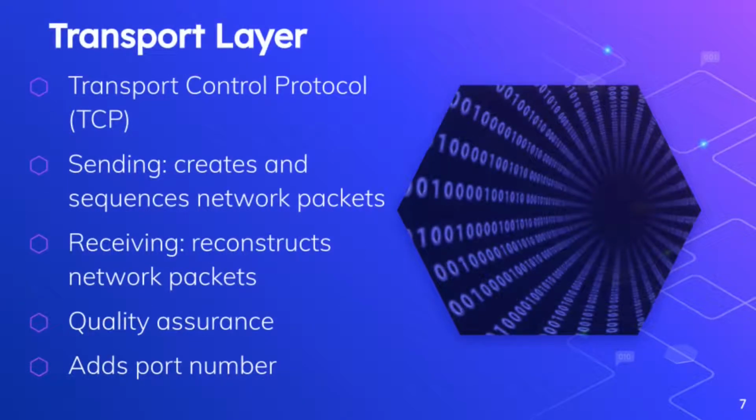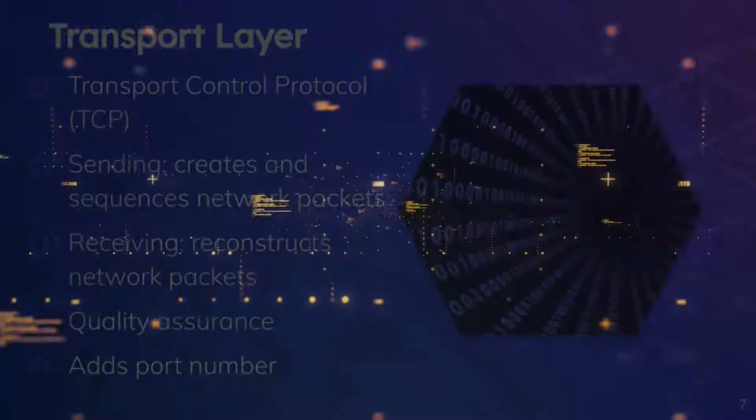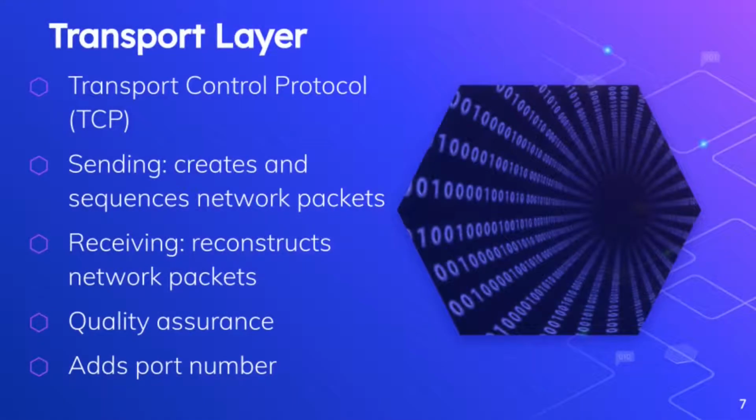Next we have the transport layer, which is where TCP, Transmission Control Protocol, lives. When sending data, it creates and sequences network packets, and when receiving the data, it reconstructs the network packets into the data. It's in charge of quality assurance. It wants to make sure that the data gets received in the appropriate condition. It packages some error checking in with the network packets and also adds a port number.